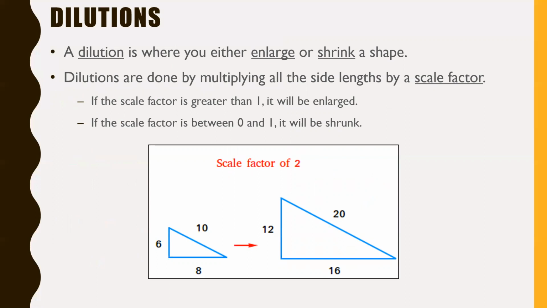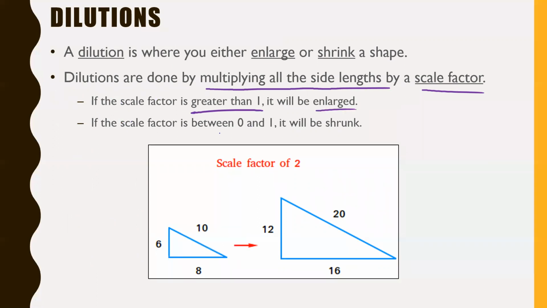Now, dilations are done by multiplying all the side lengths by something that we call a scale factor. So a scale factor is just a number that tells us what to multiply our original shape side lengths by to make a new one. So if the scale factor is greater than 1, you're going to have an enlargement.